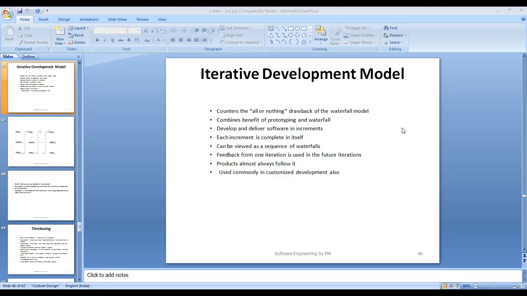What this iterative development model does is, it removes some of the drawbacks of the waterfall model and the prototype model. If you want me to explain what this iterative model is, I want you to look at this picture.